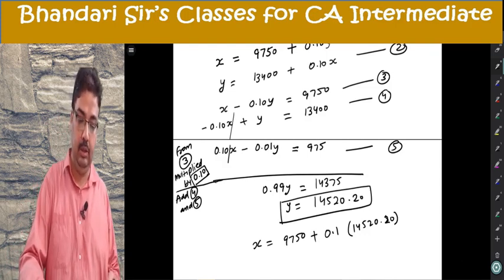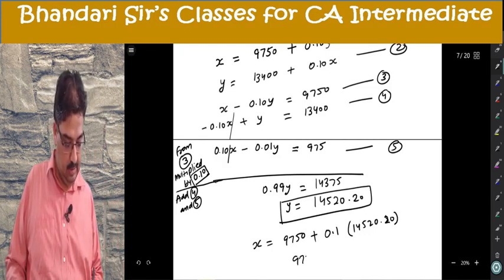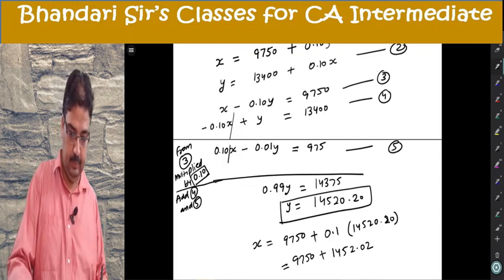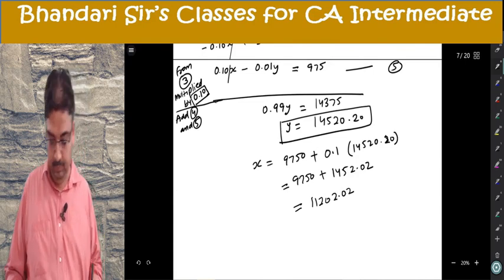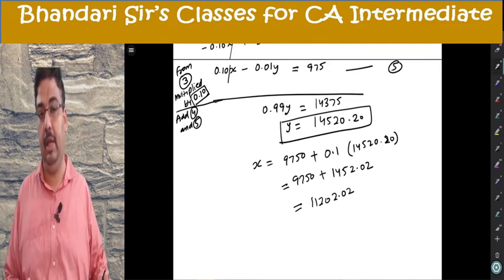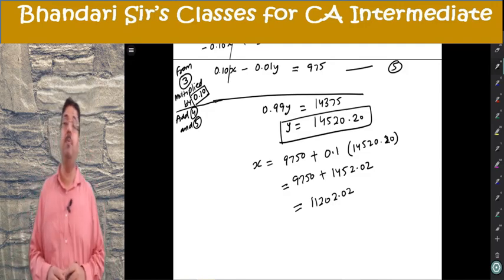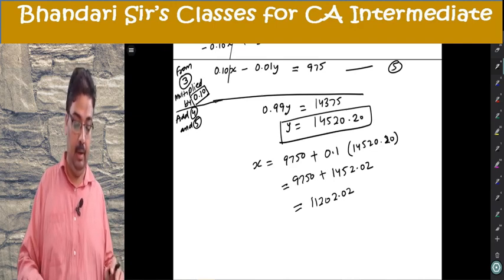Now basic maths you should not be worried about at all. Then only you can do this easily. So what I am getting is 9750 plus 1452.02. This is 11202.02. X is 11202.02. I'll not like to approximate any paisa. I like to go exact. So I've computed X and Y. Is the reapportionment over? No. I need to make a table for reapportionment, then only it will be done.